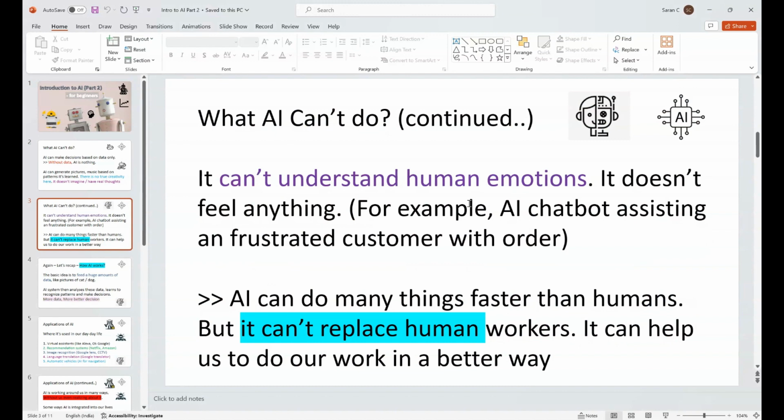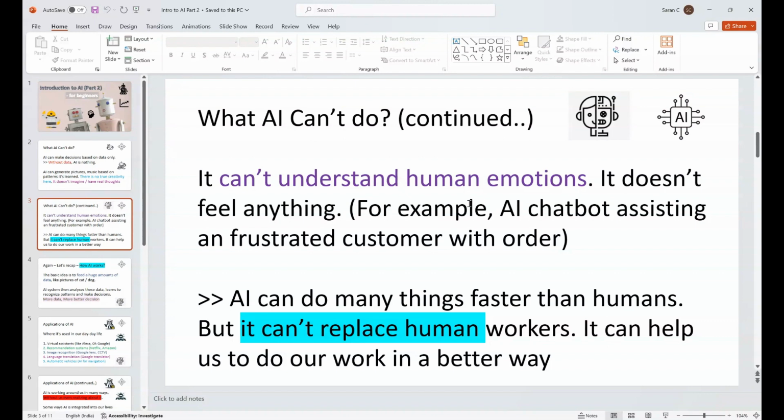The final point is that AI cannot understand human emotions. AI can do many things faster than humans, but it cannot replace human workers, because it cannot understand human emotions and there is no true creativity. But it can help us do our job in a better way. That's how we need to utilize AI.